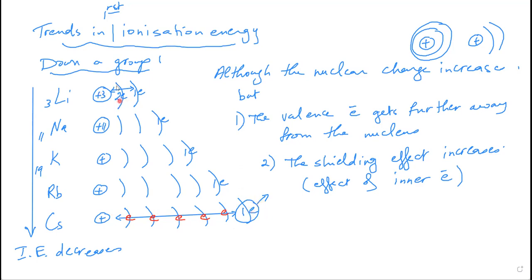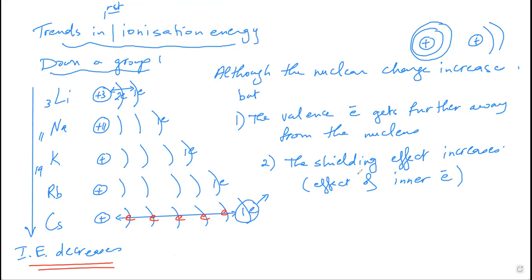Whereas here, the shielding effect consists of only 2 electrons. These 2 electrons shield the effect of the nucleus on the outer electron, but not as much as in the case of cesium. We have a big number of electrons that shield the effect of the nucleus on this outer electron, and that's why as we go down the group, the ionization energy decreases. It requires less energy to remove this electron. So this happens in all groups. Down all groups, we will see that the first ionization energy decreases.